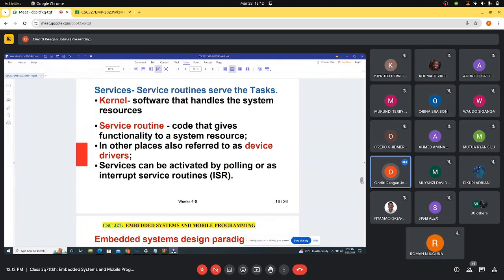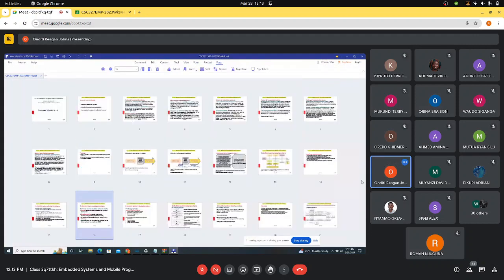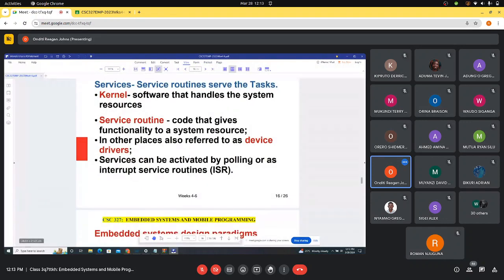So it's a mouthpiece between the kernel, the operating system, and the hardware. So that needs to come out very clearly. So services can be activated by polling or as an interrupt service routine, ISRs. So all these, I believe, from my point of view, you should be able to understand what they are. Okay.